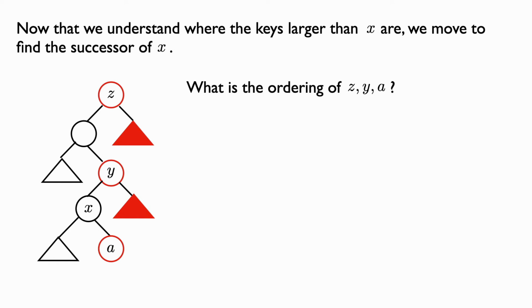So now we know that all of z, y, and a are larger than x. But what is the relative ordering between z, y, and a? You can pause the video here and think about this for a second.